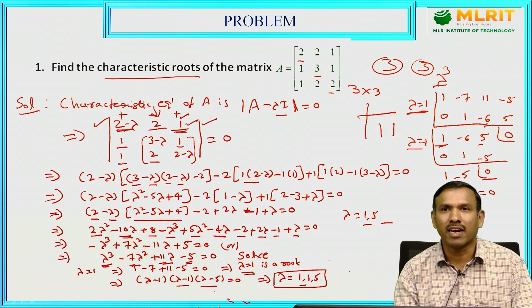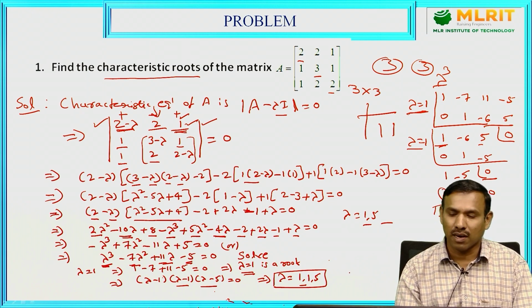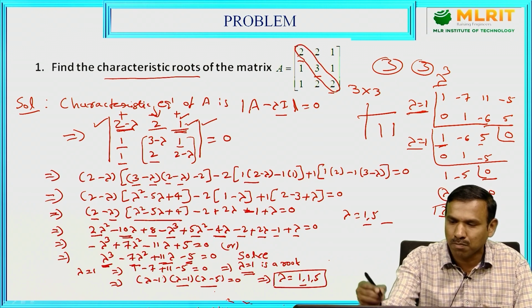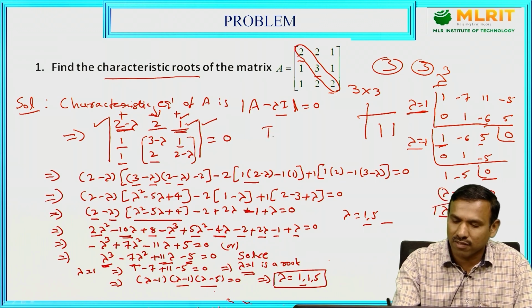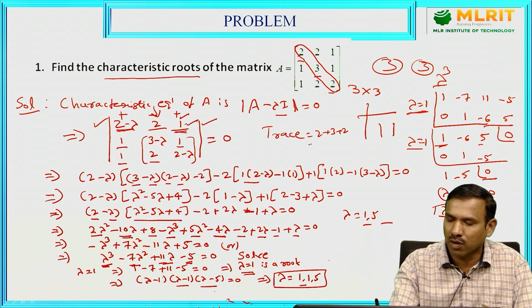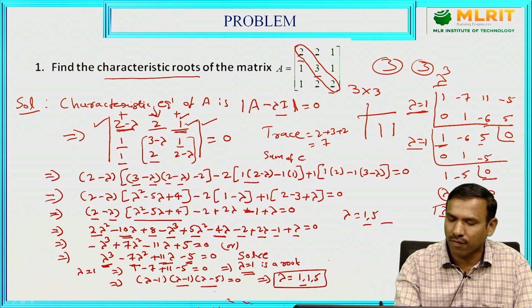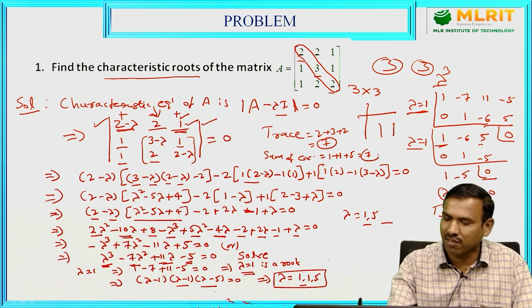That can be verified from one small concept that we discussed in the last class. That is, sum of eigenvalues is equal to trace of the matrix. So here the principal diagonal elements sum, 2 plus 3 plus 2, 2 plus 3 is 5, 5 plus 2 is 7. That is the trace. Trace is equal to 2 plus 3 plus 2, that is equal to 7. Now sum of eigenvalues also should be the same. See, 1 plus 1 plus 5 is equal to 7. See, trace of the matrix and sum of eigenvalues are equal.